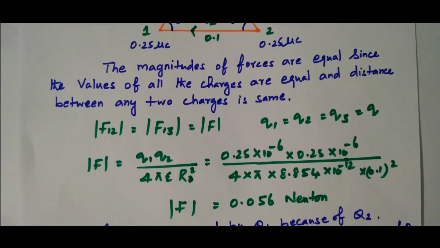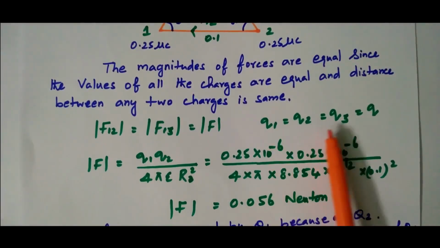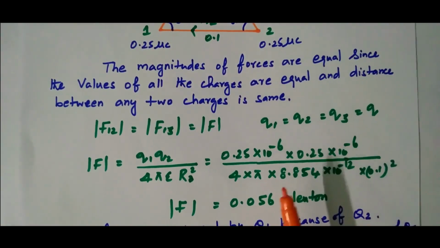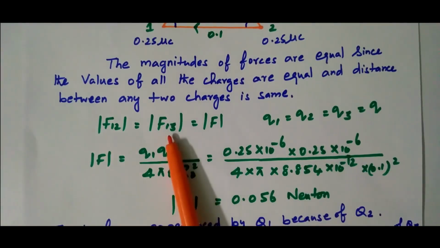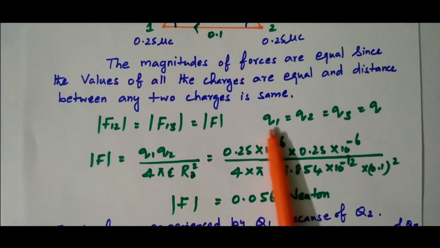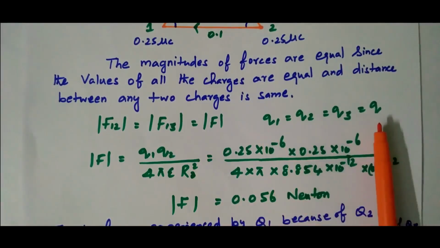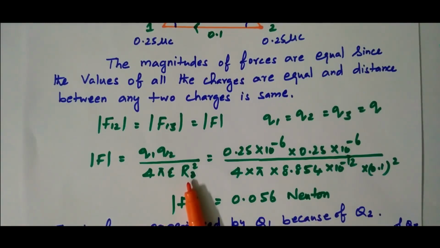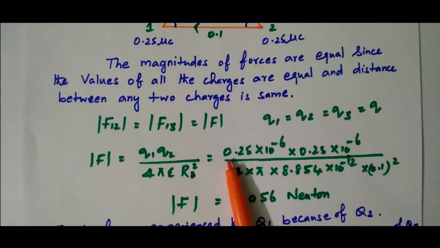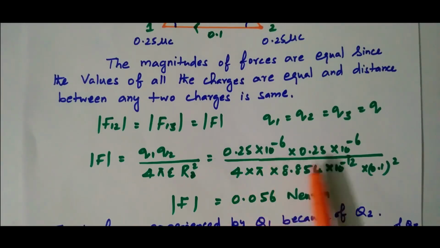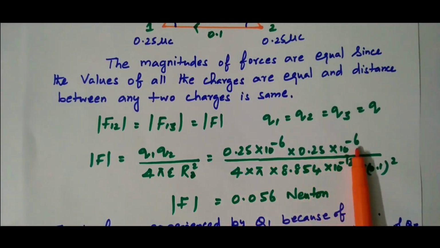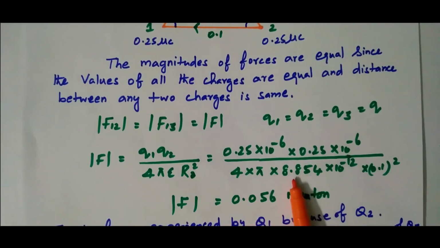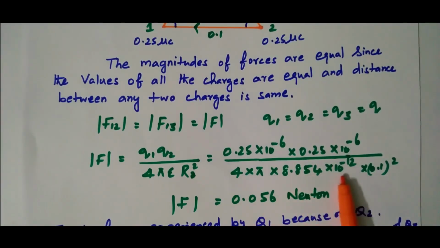The important thing is that the charges are equal, Q1 equal to Q2 equal to Q3, equal to Q. So the forces are also equal, F12 equal to F13, equal to F, because the charges are equal and the distance is also equal. The force between the charges is Q1 Q2 divided by 4 pi epsilon r square. Here we are using the scalar form; in the previous problem we used the vector form. Q1 is 0.25 into 10 to the power minus 6, Q2 is also 0.25 into 10 to the power minus 6, and 4 pi epsilon naught value is 8.854 into 10 to the power minus 12.